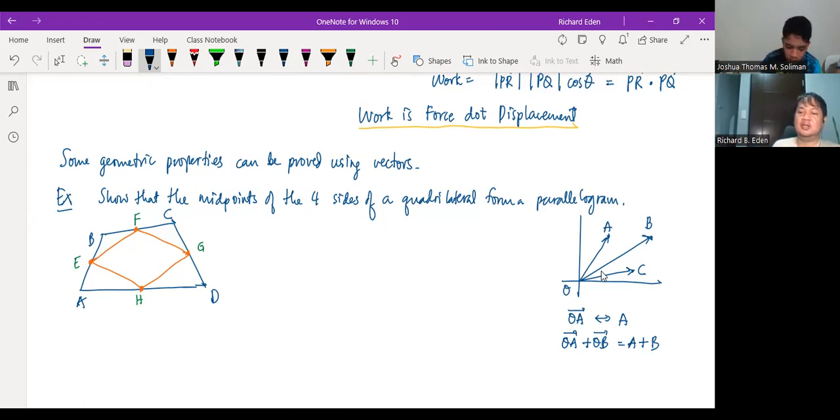After all, if A has components P, Q, and B has components R, S, then OA plus OB would be adding P and R, and also Q and S. On the right side, when you think of A as the point with coordinates PQ and B as the point with coordinates RS, then ultimately you're doing the same thing, adding P and R, and adding Q and S. So sometimes we might decide not to write down O anymore. Instead of OA plus OB, we might just write down A plus B.